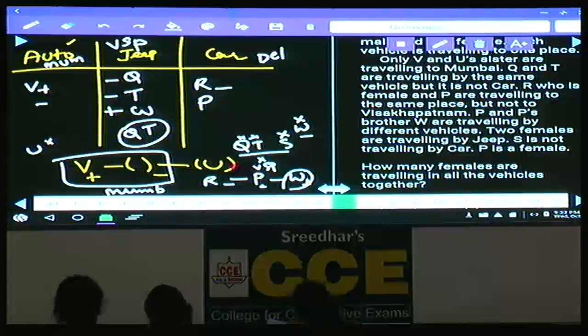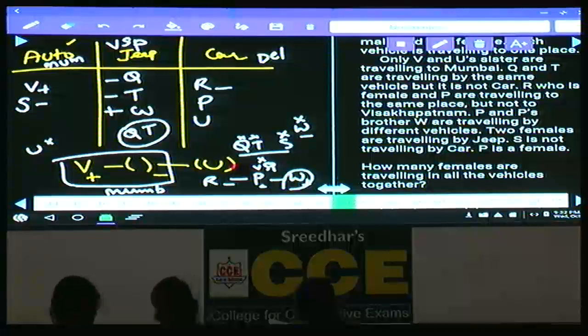S is not traveling by car. As S is not traveling by car, hence where should this S be? S cannot travel by jeep as well, hence S must be auto. If S is auto, now 2 persons here also there are 2 persons, then who is the other person left over here? And U is the person left over. And U must travel by car.